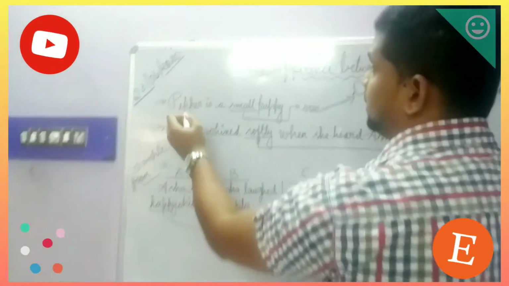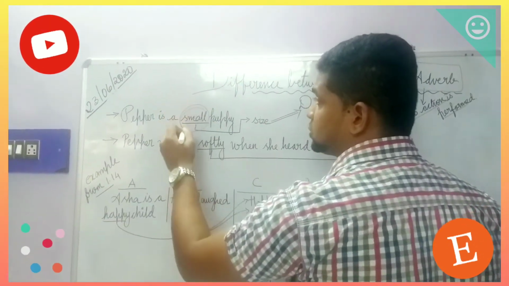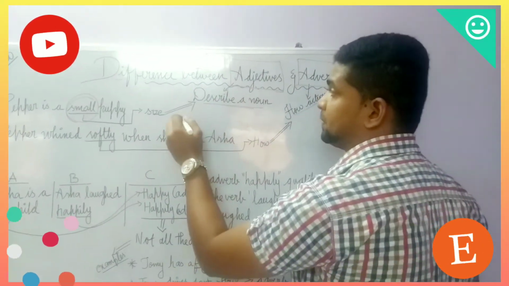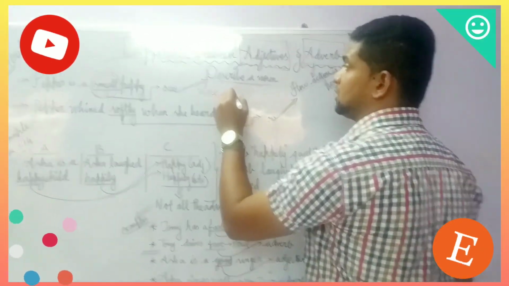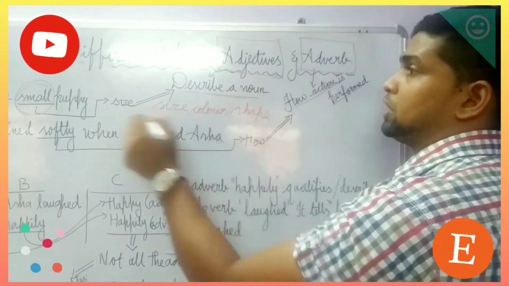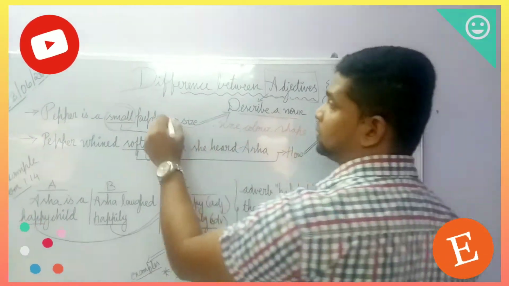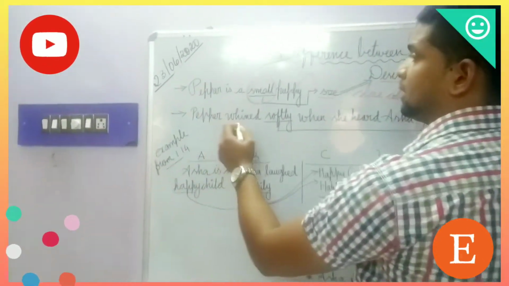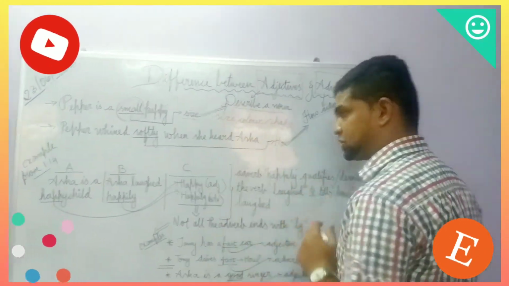Okay, Pepper is a small puppy. Small is the size of the puppy. So when we describe a noun, we describe with size, we describe with color, we describe with shape, and so on. So here the size is described for the noun, the puppy. So another example, Pepper whined softly when she heard Asha.